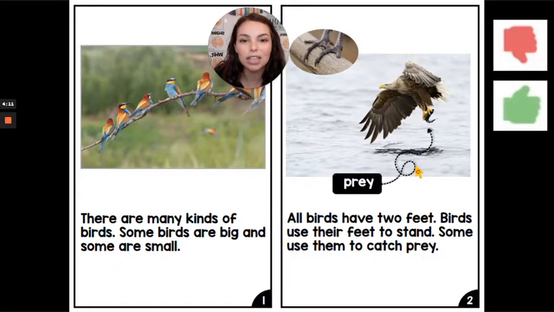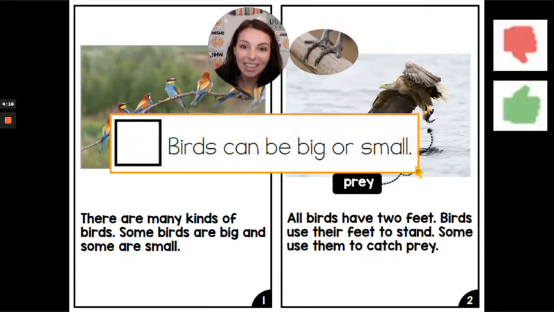Okay, so just like in your assignment that I'm going to give you, I'm going to show some facts. And these might be true or they might be false. So you're going to have to drag this thumbs up or thumbs down to the fact. Birds can be big or small. Is this fact true? Well, I can't really remember. What can I do if I don't remember? Let's go back and look at the text to see if we can have evidence.